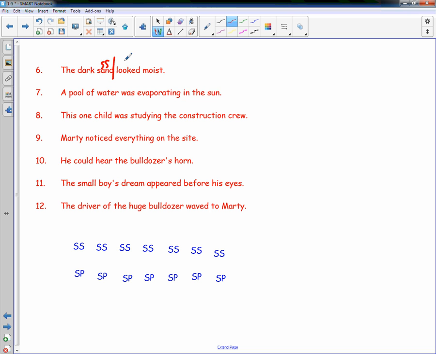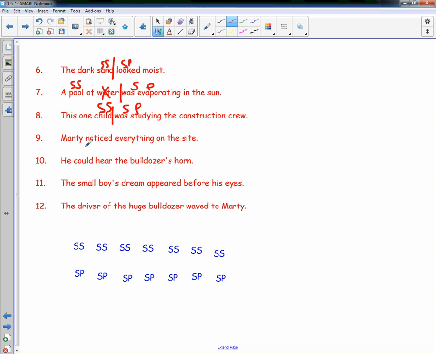Looked is my action. The pool of water was evaporating in the sun. Was evaporating is my verb. Out of pool and water, my two nouns, it cannot be water because of is a preposition, so it has to be pool. My action is evaporating, and it has a helper, was, so was evaporating is my simple predicate. This one child was studying the construction crew. Was studying is my verb, I draw my line there. Out of this one and child, we're talking about child. And studying is my action, it has the helper was, so was studying is my simple predicate.